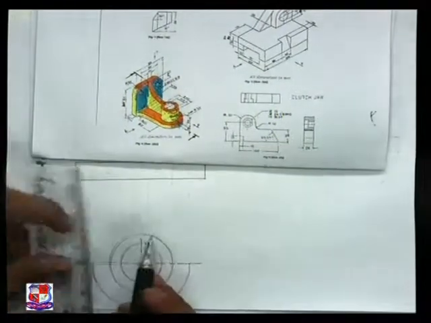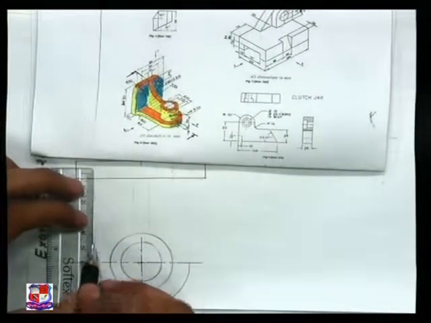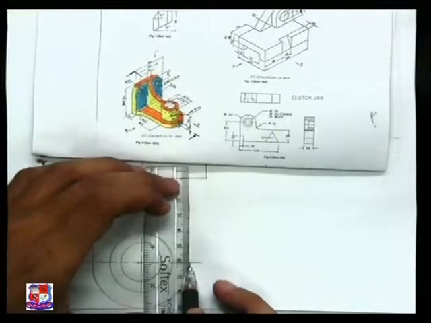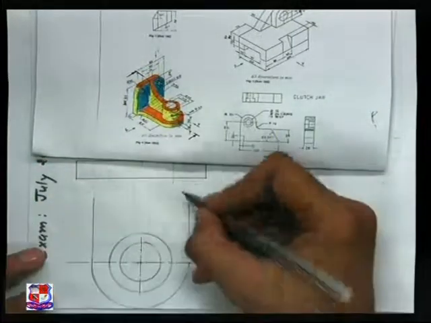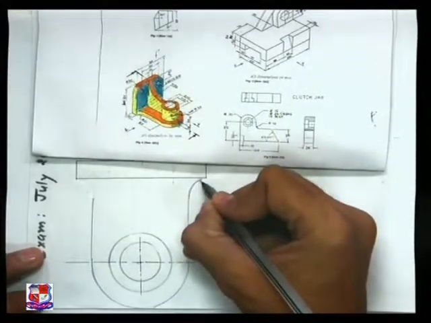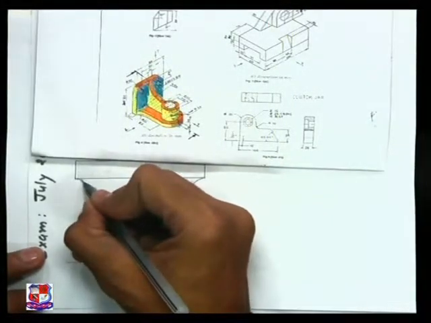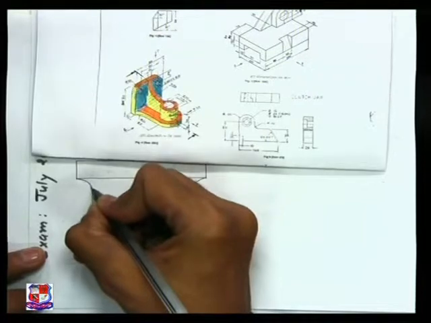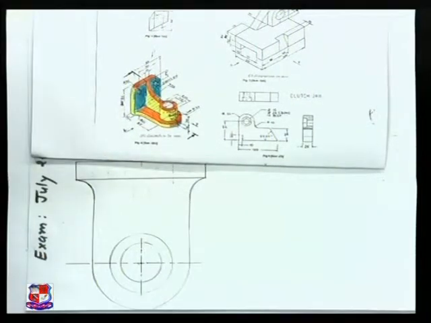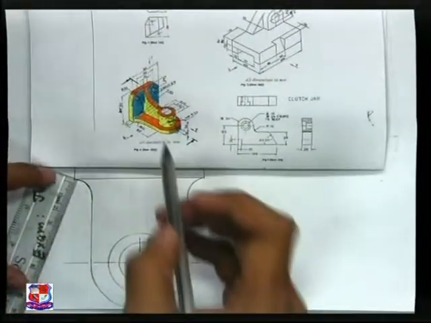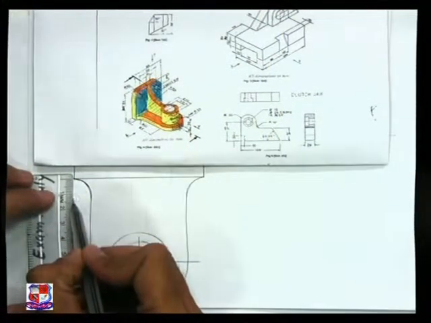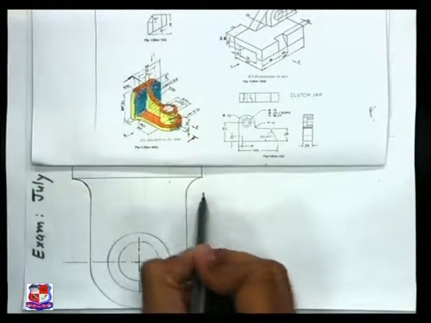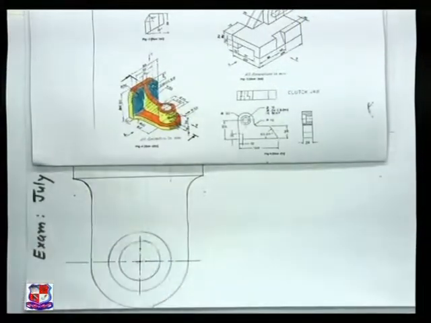Now after drawing this arc, draw vertical lines like this, and here also an arc is there, so draw an arc like this. We know how to draw this arc. The radius of this arc is given to us, that is 15 mm. So at a distance of 15 mm from here and 15 mm from here, mark 2 points, and with those points draw an arc.